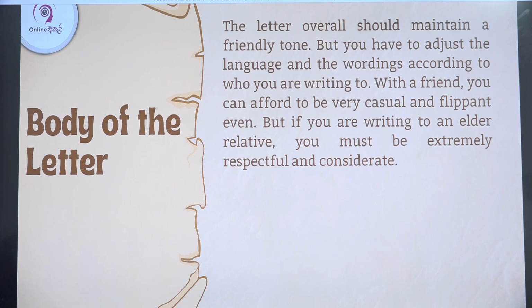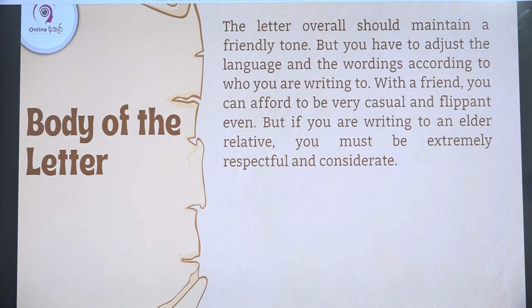The letter overall should maintain a friendly tone, but you have to adjust the language and the wordings according to who you are writing to. With a friend, you can afford to be very casual and flippant even. But if you are writing to an elderly relative, you must be extremely respectful and considerate. Here, the respectfulness and consideration does not mean that you have to write like a business letter or a formal letter.